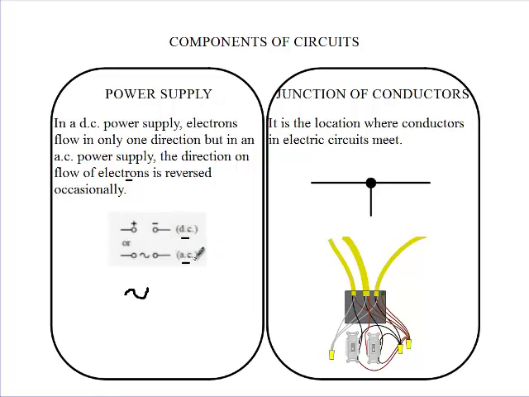The next one we're going to talk about is junction of conductors. When you are walking along the road and then you get to a junction, that is where two or more roads are meeting. So at every junction, you are going to see two or more roads meeting. The same applies to a junction of conductors. This is the location where conductors in electric circuits meet.